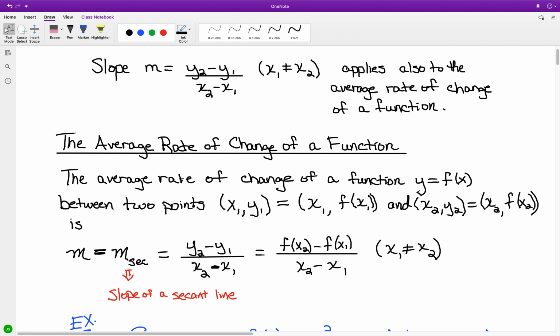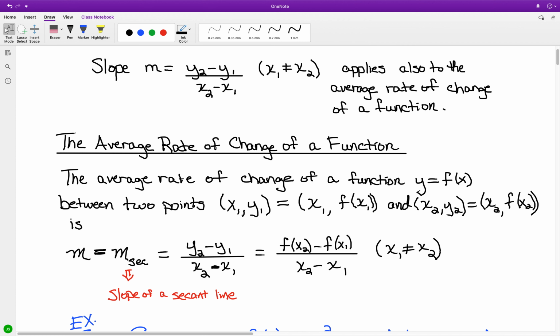Okay, now going back to the topic of slope, we're going to carry over to what will be regarded as the average rate of change of a function. Again, with the slope formula, the slope m is equal to the change in y with respect to the change in x, represented by y2 minus y1 all over x2 minus x1, where x1 and x2 cannot equal each other. And the slope formula applies also to the average rate of change of a function.